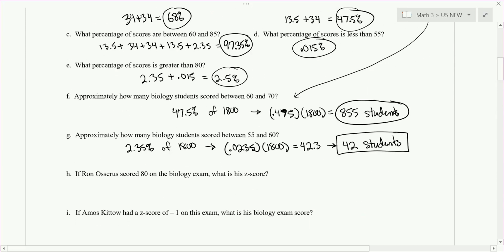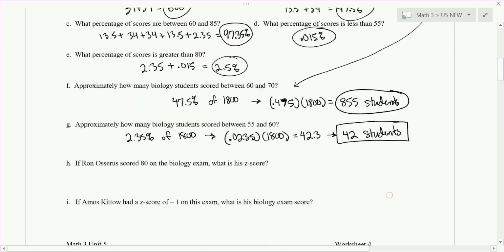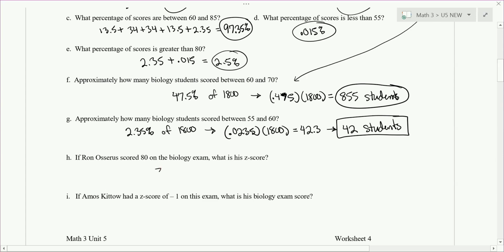H, if Ron scores 80 on his biology exam, what is his z-score? So a z-score is how many standard deviations away from the mean you are. And we can go back and we see that from the mean of 70 we move to the right 2 standard deviations to get to 80. And if it's to the right, it's a positive z-score. And we've moved 2 standard deviations, so the z-score is 2.